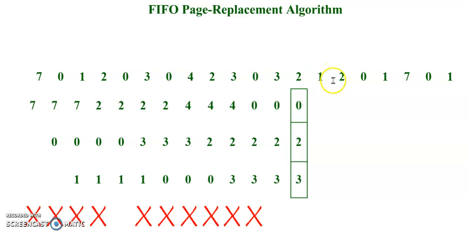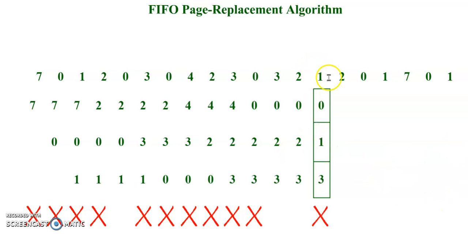Now I have to insert 1. I have to look for the oldest one. As far as 0, 2 and 3 are concerned, 2 is going to be the oldest one, so we are going to replace 2 with 1.